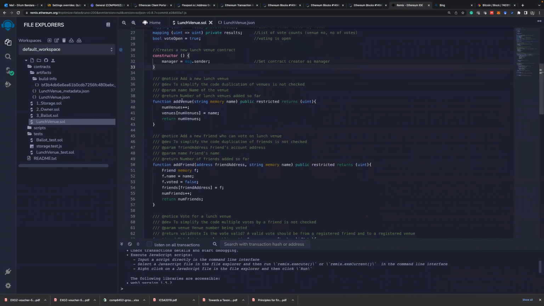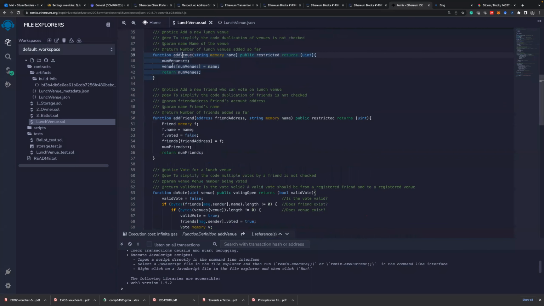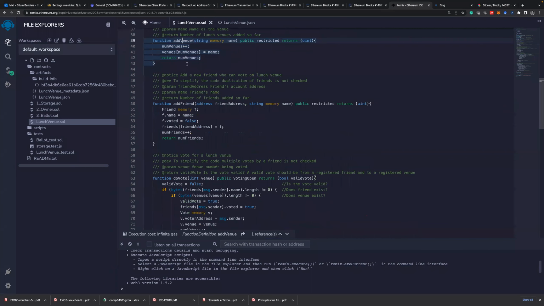So there is a function to add venues. There's a function to add friends. And then this is the function that is most important to everyone. They would go and vote for this.